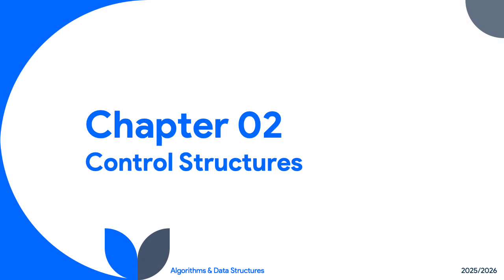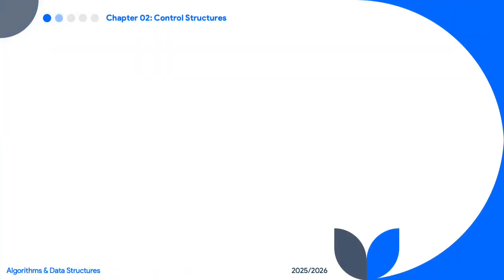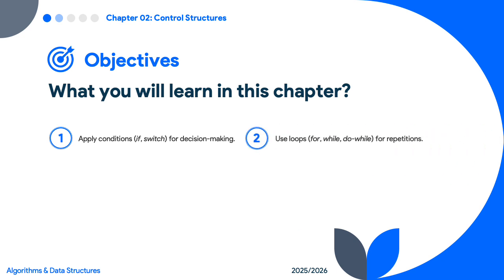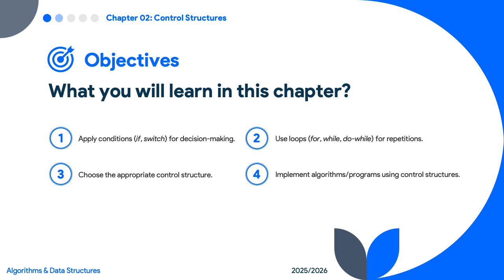Let's move to the next chapter, control structures. What we're gonna see here: apply conditions, or the conditions if and switch for decision making, using loops like for, while, and do while for repetitions. Choose the appropriate control structure. And finally, implement algorithms or programs using control structures.